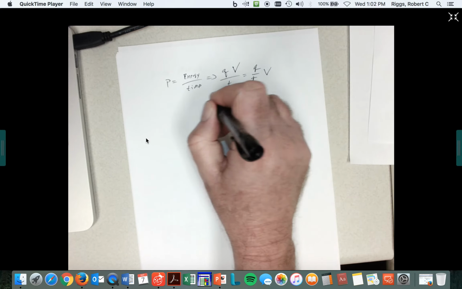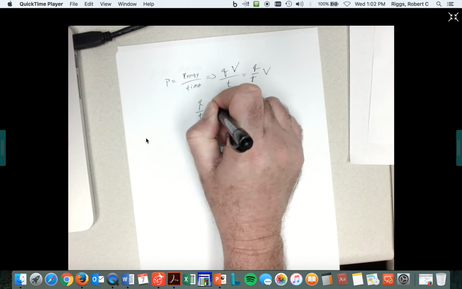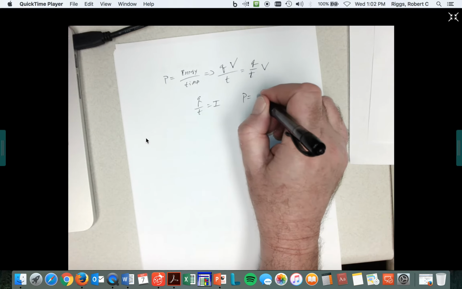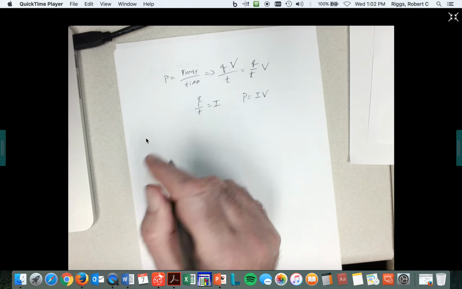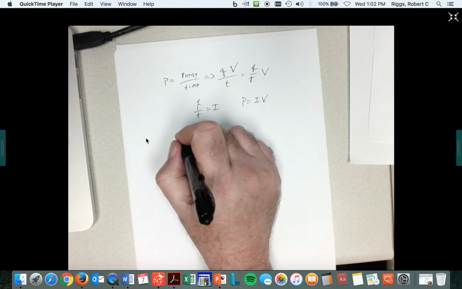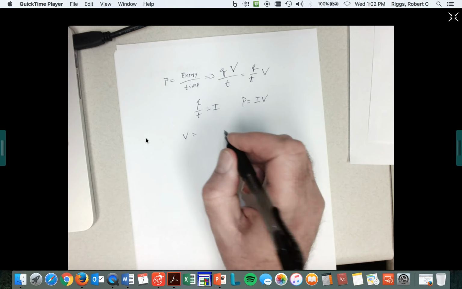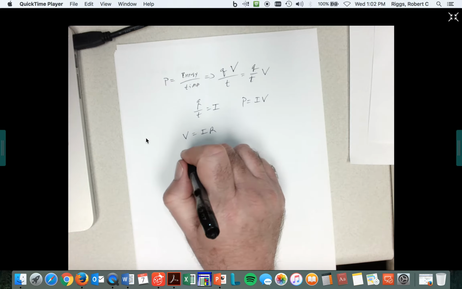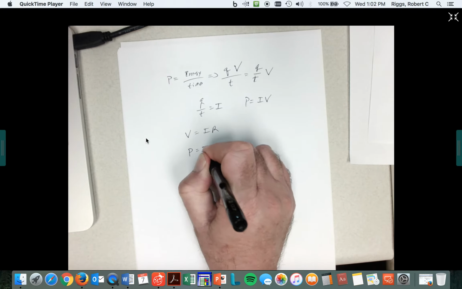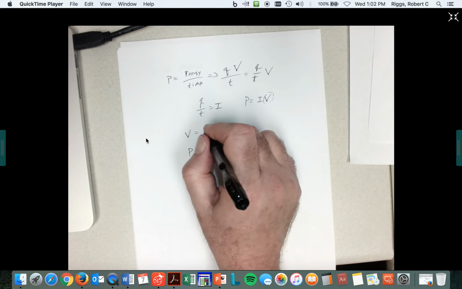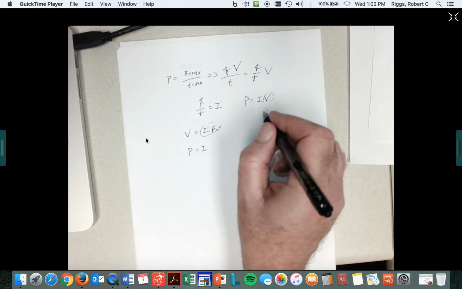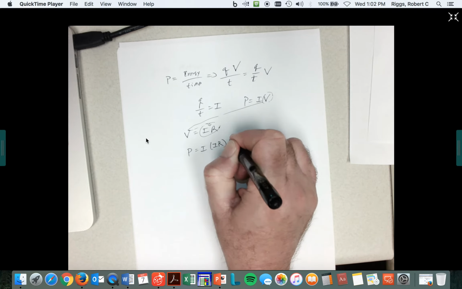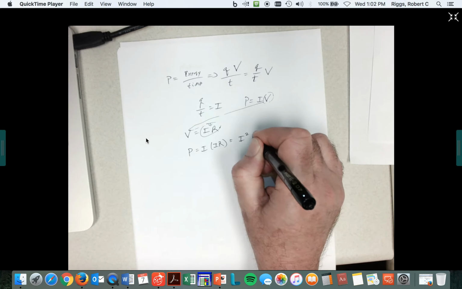Well, what's Q over T? That's I, the amps. So power is equal to IV. But wait, there's more. This is like Ginsu knives, right? We also know from Ohm's law that V is equal to IR. So if power is I times V, let's take out this V and put in this IR, and I know that power is equal to I squared times R.